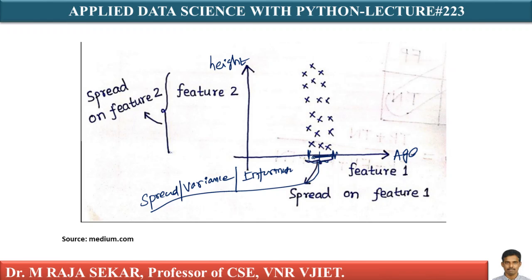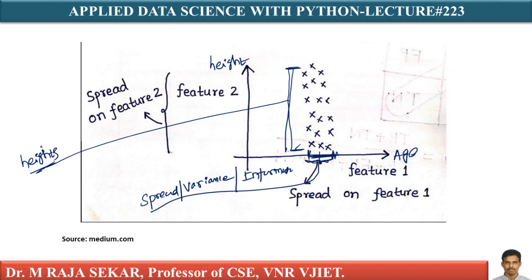Spread of age will be less compared to heights of the students. This spread, or this variance, is information of age, whereas this other spread is for what? This is the spread for heights of the students in a classroom.